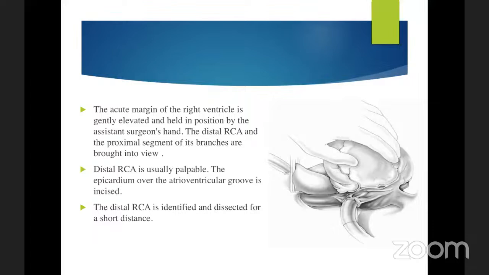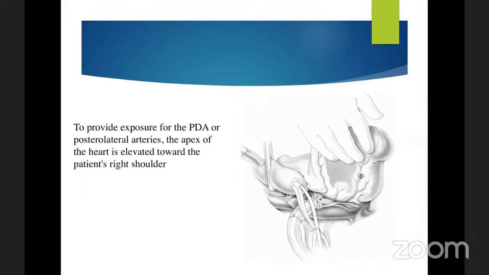The epicardium over the AV groove is incised. The distal RCA is identified and dissected for a short distance. To provide exposure for the PDA or posterior lateral artery, the apex of the heart is elevated toward the patient's right shoulder.